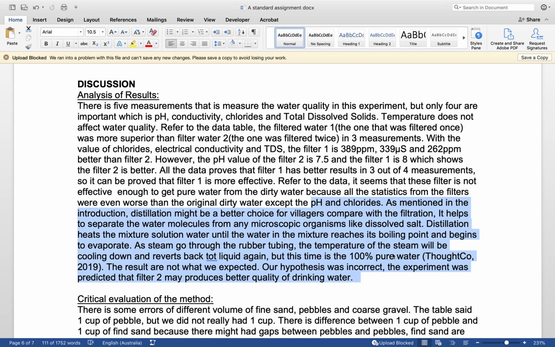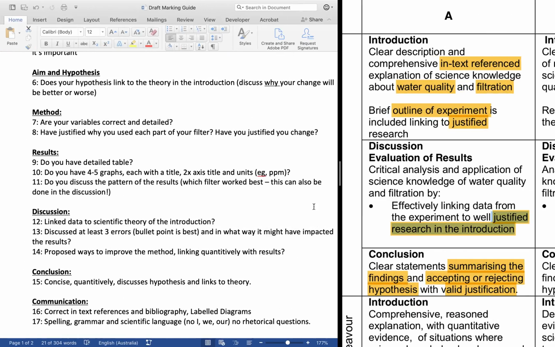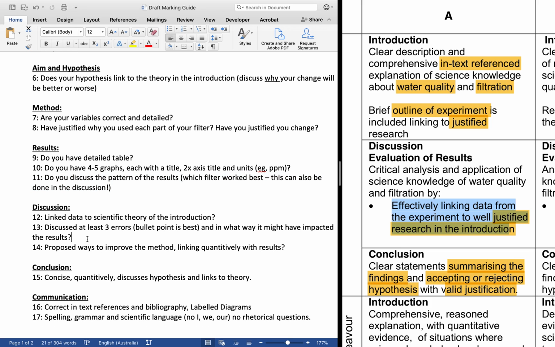Now, all that information was information that was talked about in the introduction. So I would like you to use in-text references here and then link your results back to what you talked about in the introduction. That's a trickier point, this one. So something to focus on for sure.